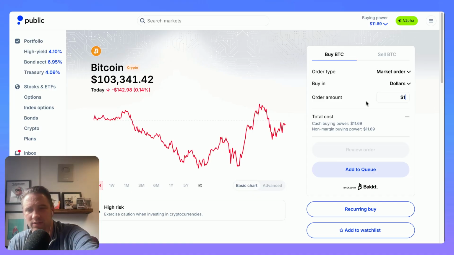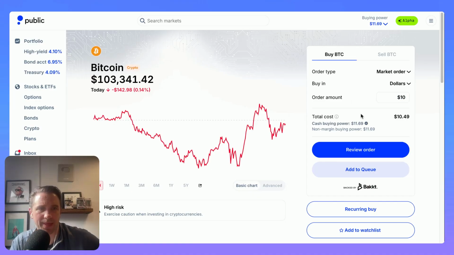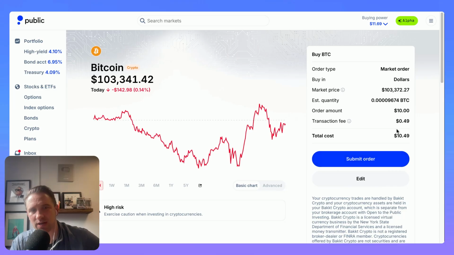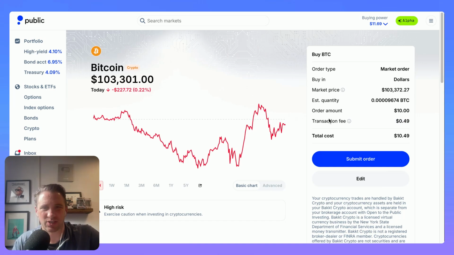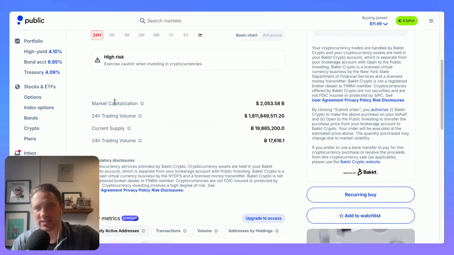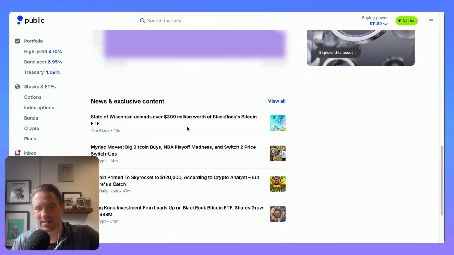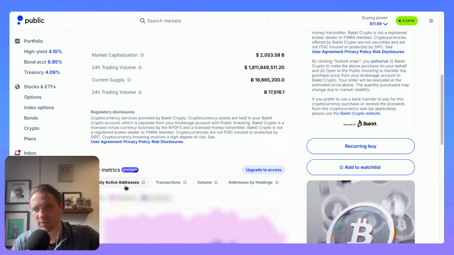So if you wanted to buy $10 worth, which I could do, 49-cent fee, and I could click review order, click submit order and purchase. I'm not going to buy though. I just don't like that 49-cent fee, but welcome to crypto. That happens. You're on an exchange. It's just part of the process. And if you scroll down, you guessed it, you have some crypto data to access as well, news, investment plans.